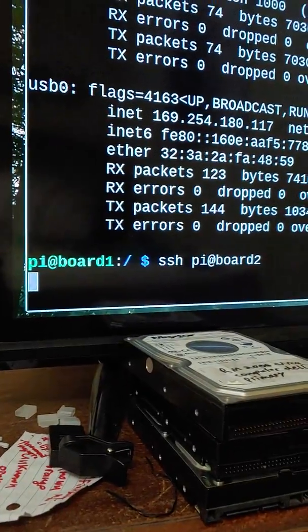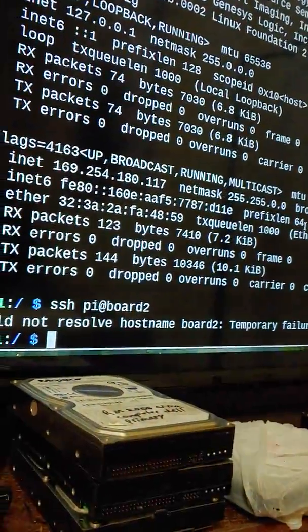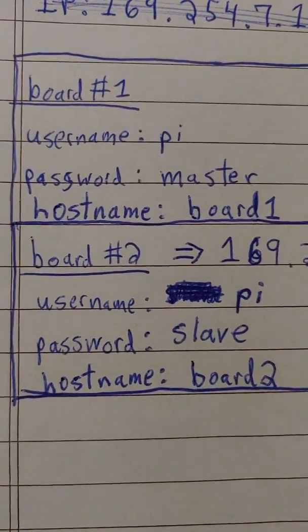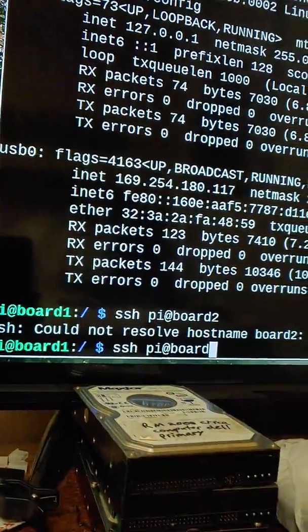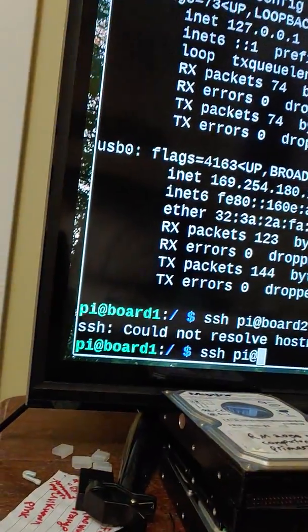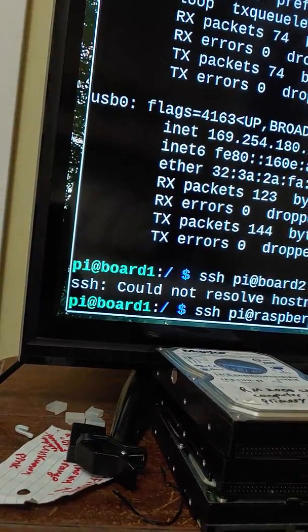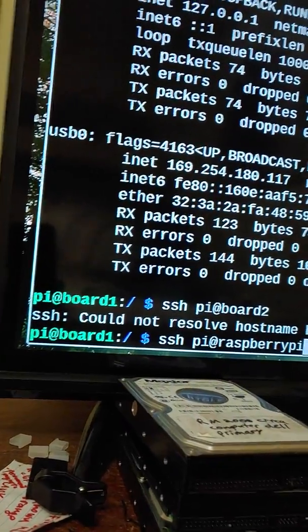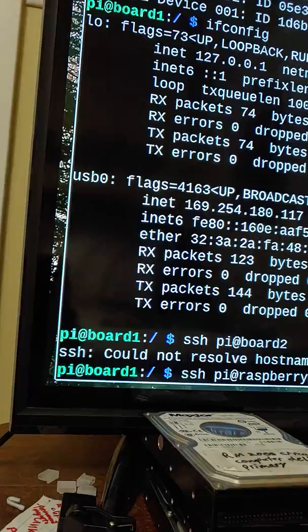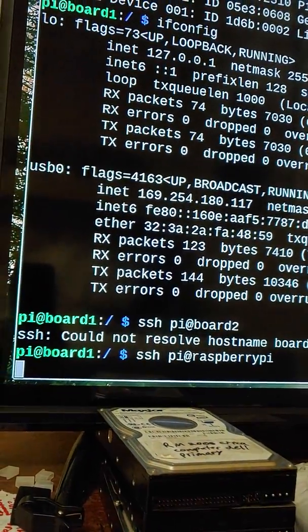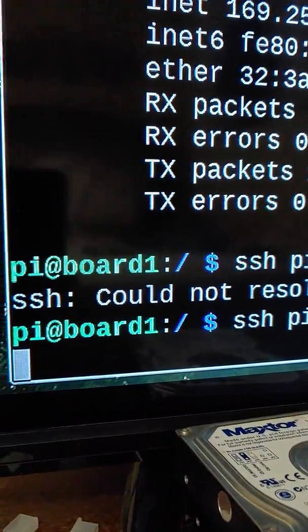It's thinking awfully hard. Could not resolve hostname board2, temporary failure in name resolution. Well, I definitely changed it to board2. Well, let me try it again, well, not board 1. I guess I'll call it Raspberry. Oh, Raspberry Pi is the original one. So maybe it just didn't take when I changed the host name. It didn't save, maybe. I guess that's what I'll try. It's thinking. Nope, again.